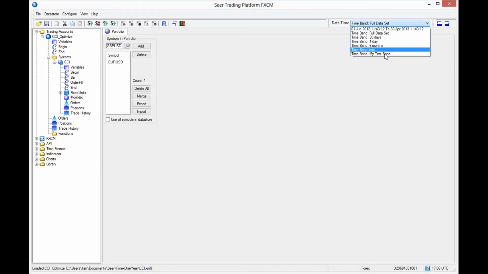Now I can select it from our drop down, and now what's going to happen is if I push the backtest button within Seer, which is this little button over here, it's got a dollar sign and a little green arrow, it's going to test it for the time period which is defined in my test band.